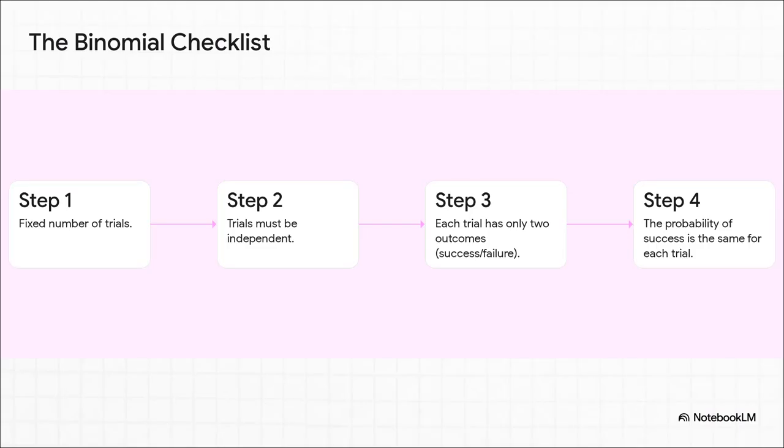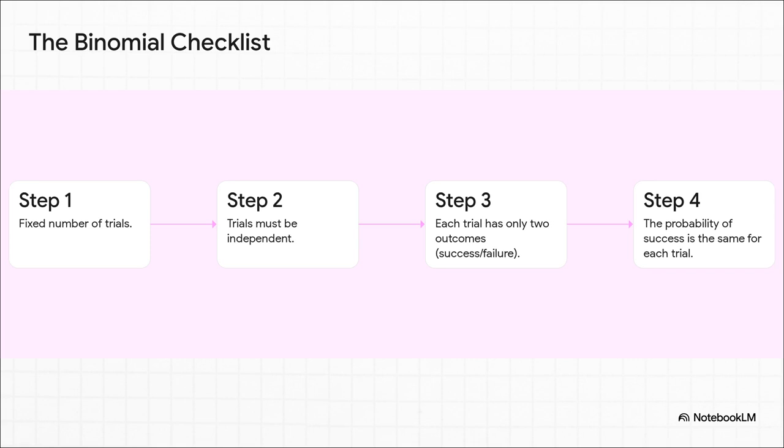Okay, here it is. 4 simple questions. 1. Is there a fixed number of trials? Yep, 460 games. Check. 2. Are the trials independent? You bet. The result of one coin toss has 0 effect on the next one. Check. 3. Does each trial have only 2 outcomes?